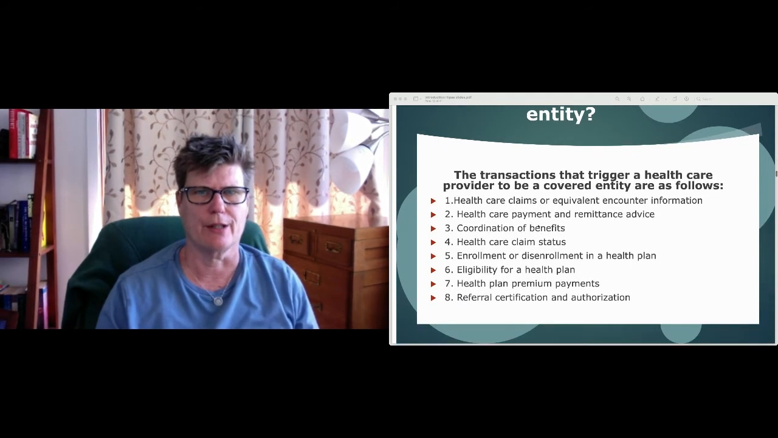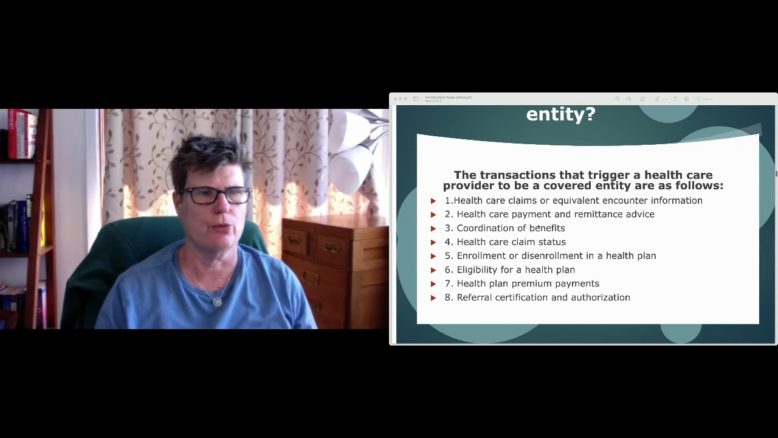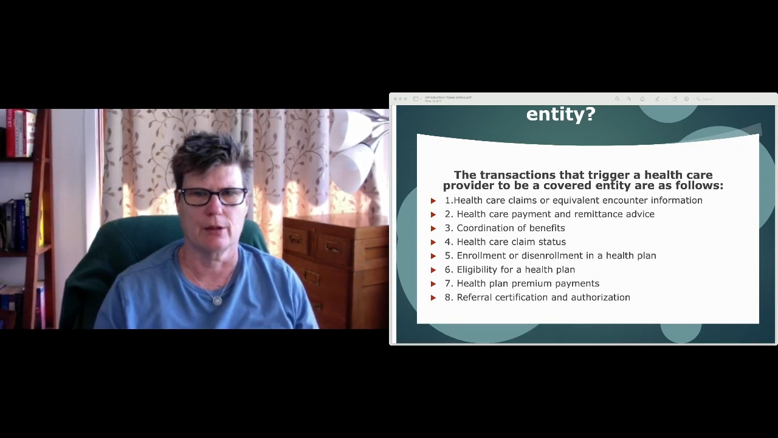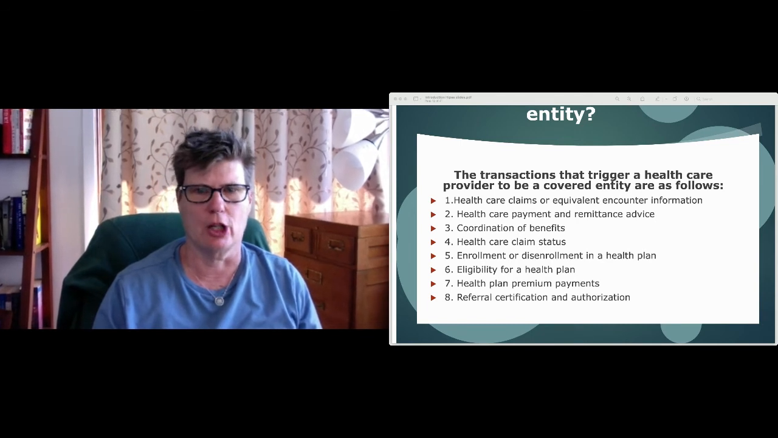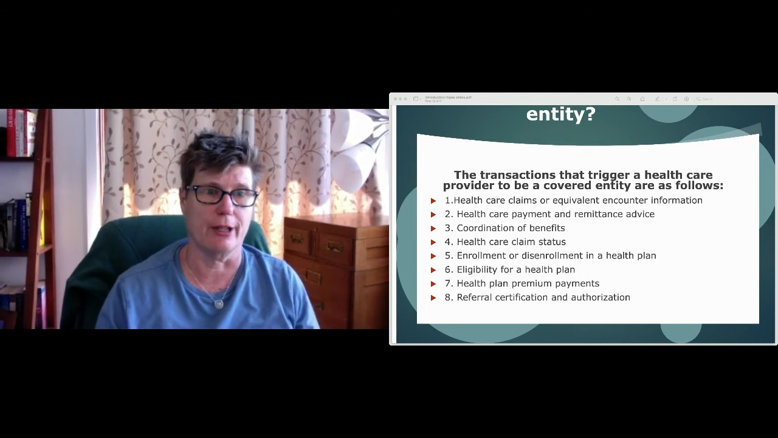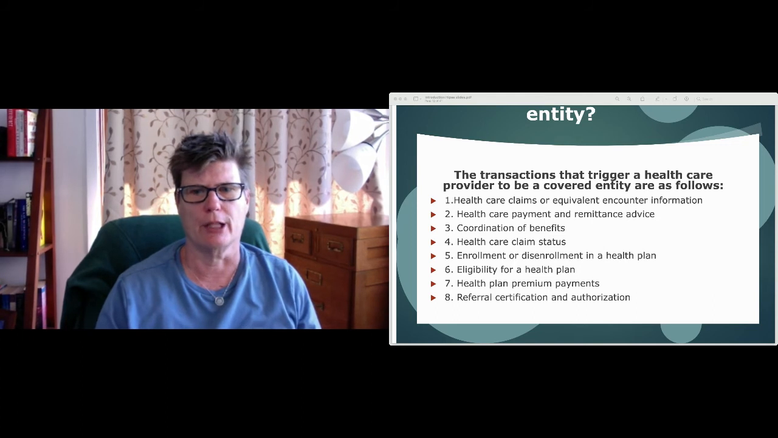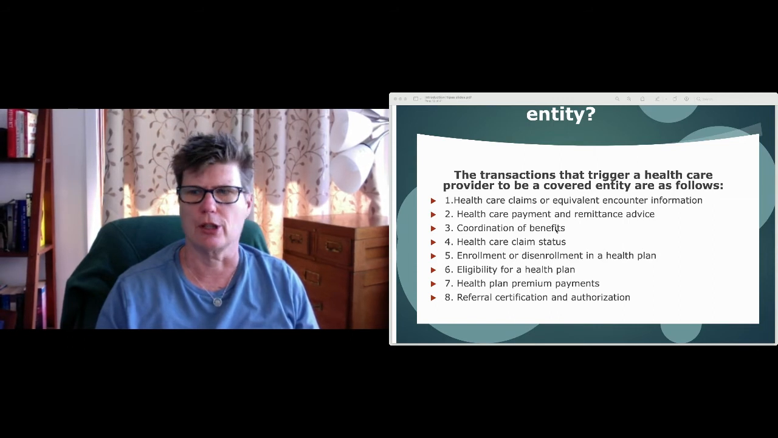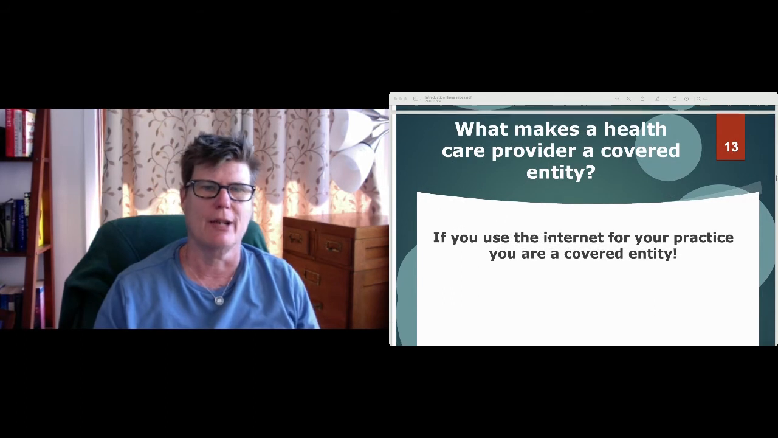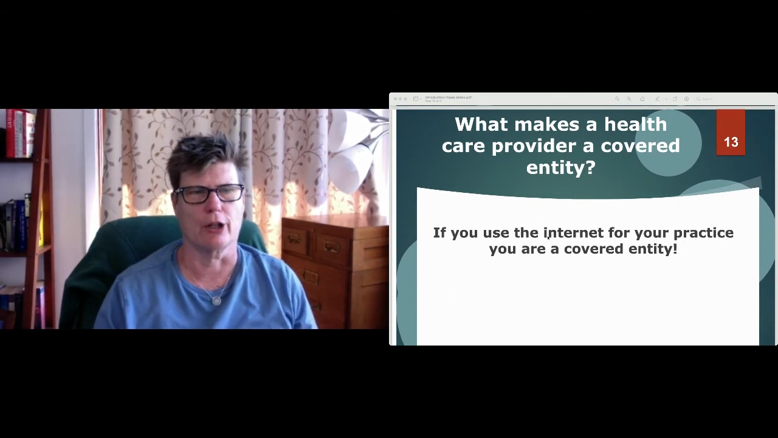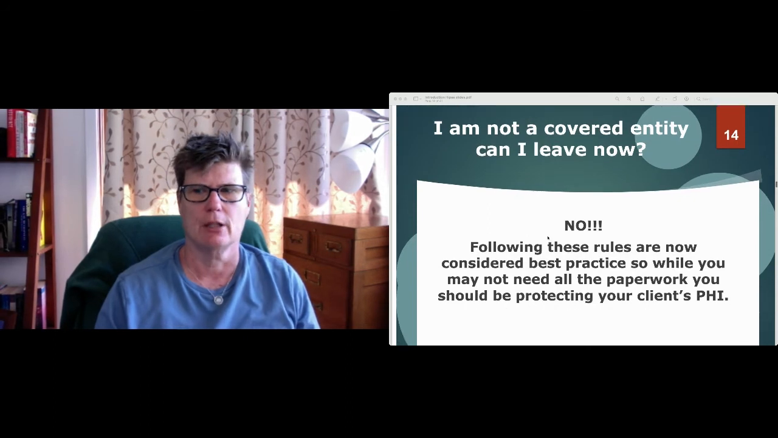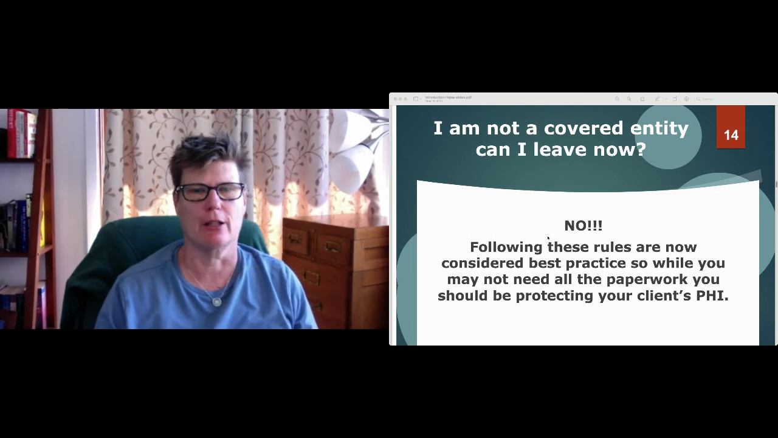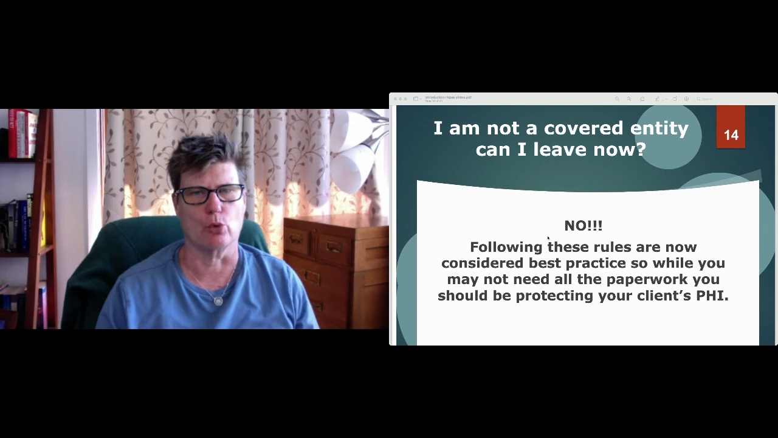These are the list of transactions that trigger you to be a covered entity. So claims, any remittance advice you get online, coordination of benefits, healthcare claim status. So if you're doing anything with an insurance company online, you are definitely a covered entity. Enrollment or disenrollment in a health plan, eligibility, premium payments, referral, certification, and authorization. Basically, if you're using the internet for your practice, you are going to be a covered entity. If you're not a covered entity, can you turn off this video? No, you really shouldn't, because these are considered best practice rules.